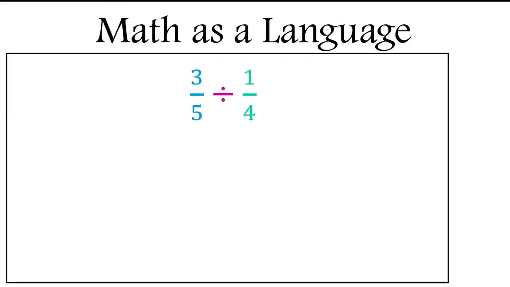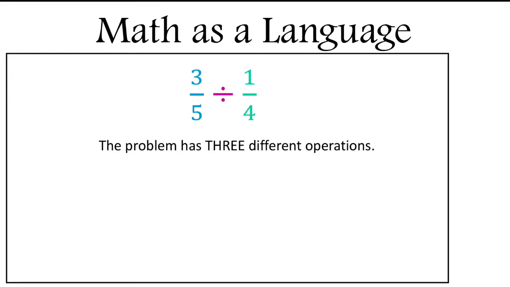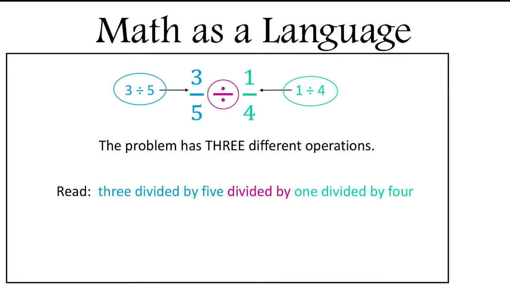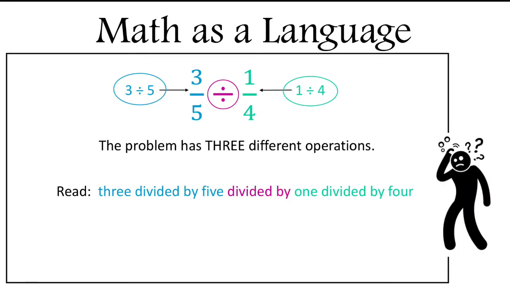Now we're going to talk about math as a language. Here I have a problem 3/5 divided by 1/4. There are actually 3 different operations in this problem. How, you may ask? Well, 3/5 is also known as 3 divided by 5, and 1/4 is also known as 1 divided by 4, because your division symbol and your fraction bar are the same thing. So if I was going to read this problem, it would read 3 divided by 5 divided by 1 divided by 4. Whew, that's complicated.